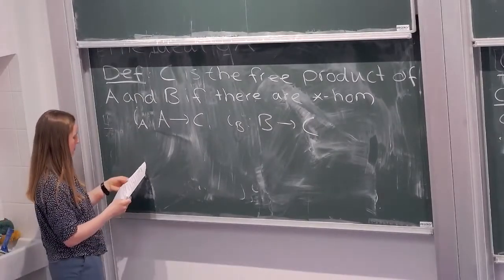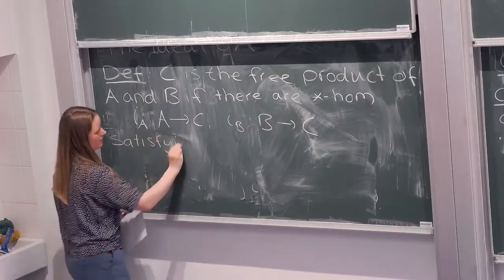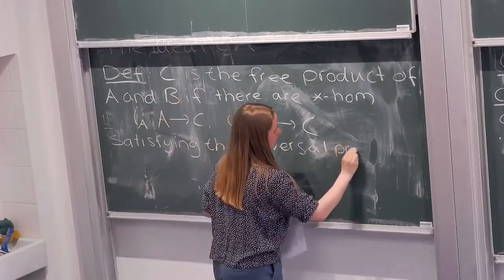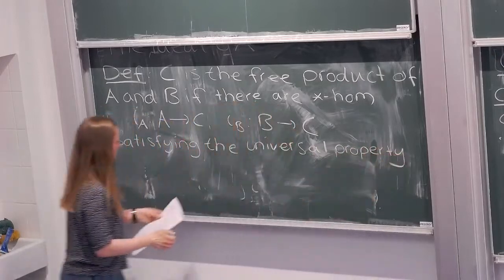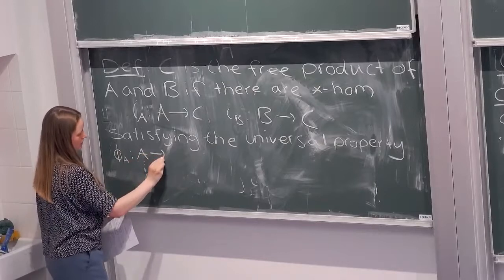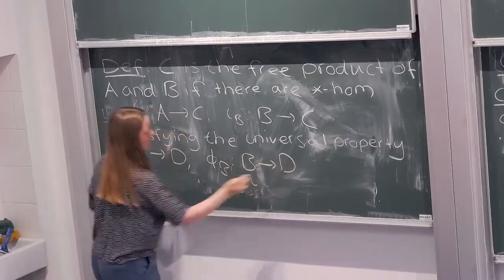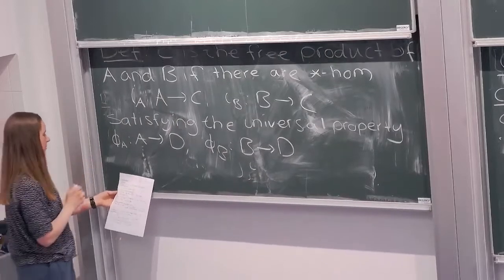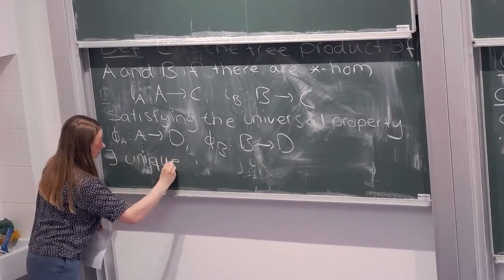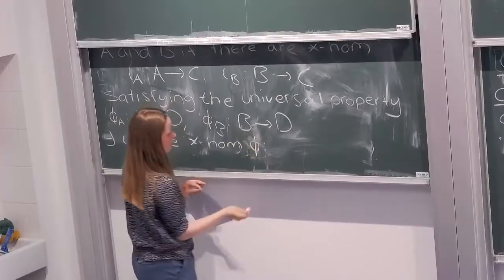So satisfying the universal property: if we have another C*-algebra D and we have some star homomorphisms phi_A from A to D and phi_B from B to D, then there exists a unique star homomorphism from C to D.